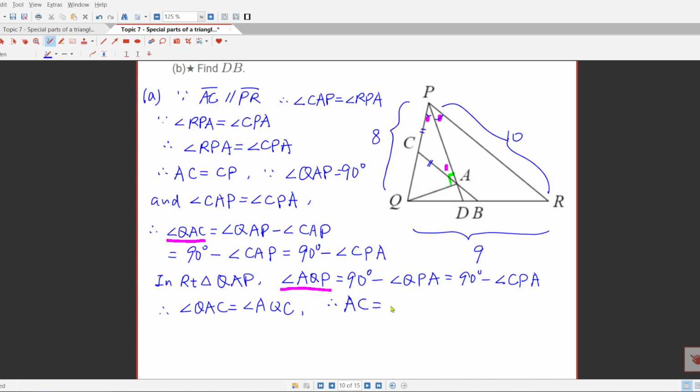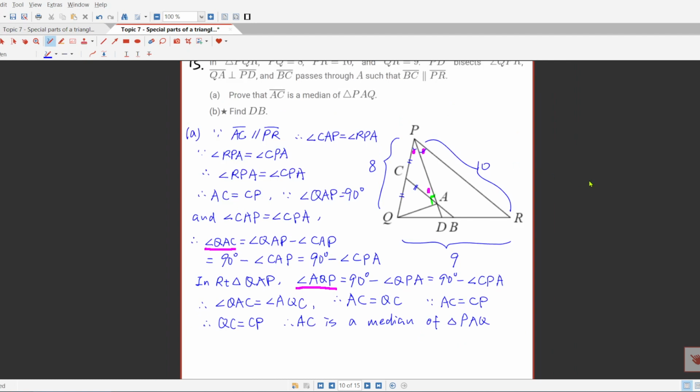Therefore, we know AC equals QC, right? And because we have already proved AC equals CP, we have QC equals CP. Therefore, C is the midpoint, right? And AC is the median of triangle PAQ, right? Have a look at the solution here. You follow me?